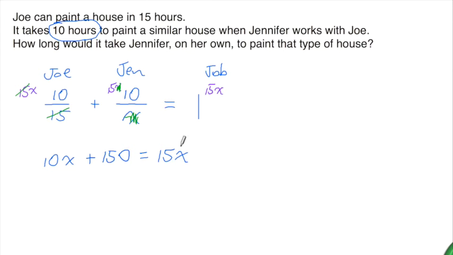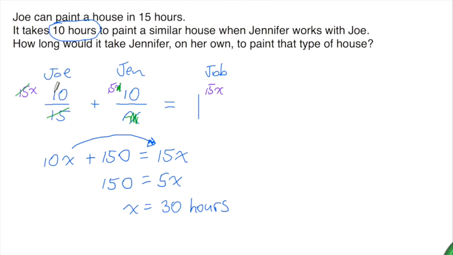So the goal is to get the variables on the same side, so I'll move the 10x to this side. And when you move it, you're going to be changing its sign or subtracting it. So you're going to get 150 is equal to 5x, and x is going to equal 30. And again, x is the number of hours that Jennifer would be able to do the job on her own, so this would be 30 hours. So if Joe can finish the job in 15 hours, they can work together and finish the job in 10 hours, but Jennifer on her own, it would take her 30 hours to finish painting a single house.